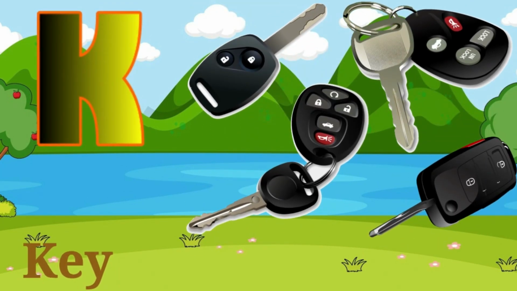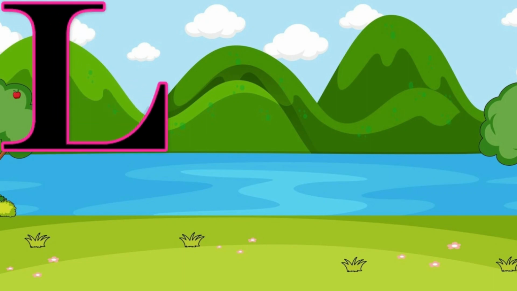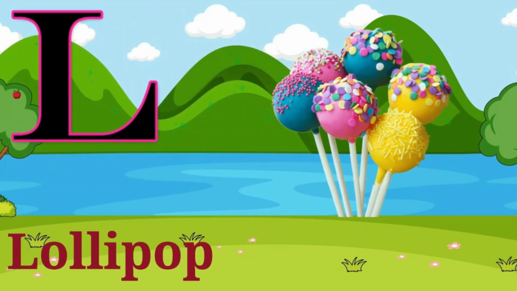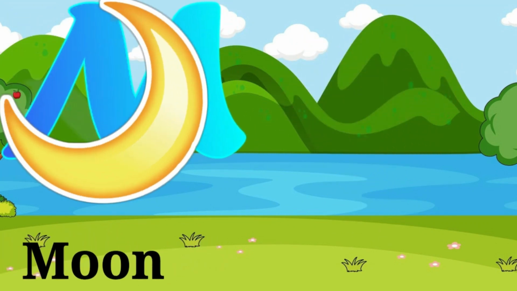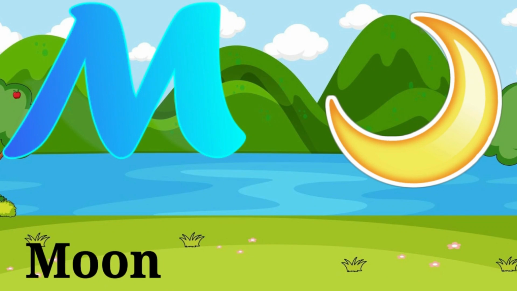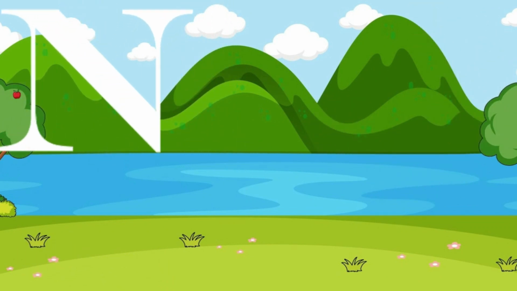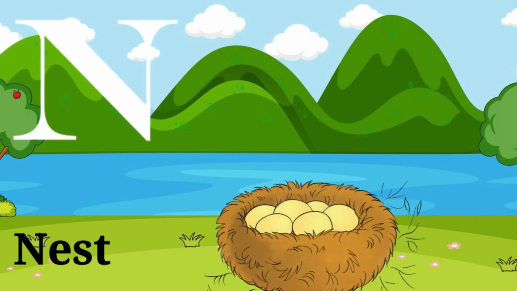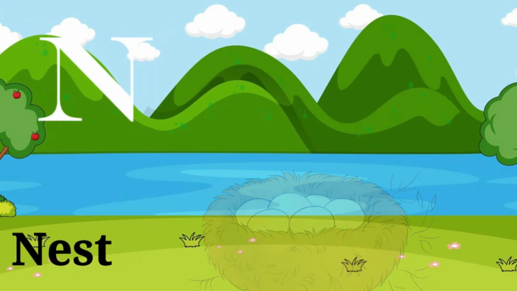K for key. K for key. L for lollipop. L for lollipop. M for moon. M for moon. N for nest. N for nest.